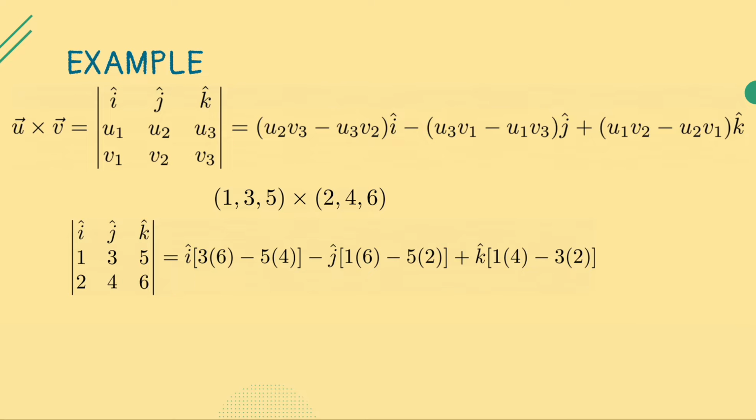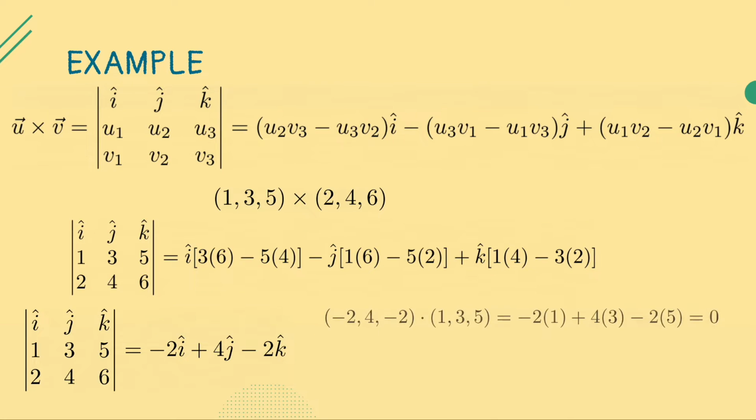I'll let you go ahead and do the arithmetic here. 3 times 6 minus 5 times 4 is negative 2, and then on the inside here we're going to have 6 minus 10 is negative 4, but I've got negative 4, so positive 4, and then 4 minus 6 is negative 2, so it leaves me with the vector negative 2, 4, negative 2. You can check that the vector we computed is orthogonal to both the vector 1, 3, 5 and 2, 4, 6 by taking the dot product and seeing if you get 0. Because remember, if the dot product is equal to 0, then the angle between the two vectors is a 90-degree angle and they're orthogonal. And it turns out that that works out.